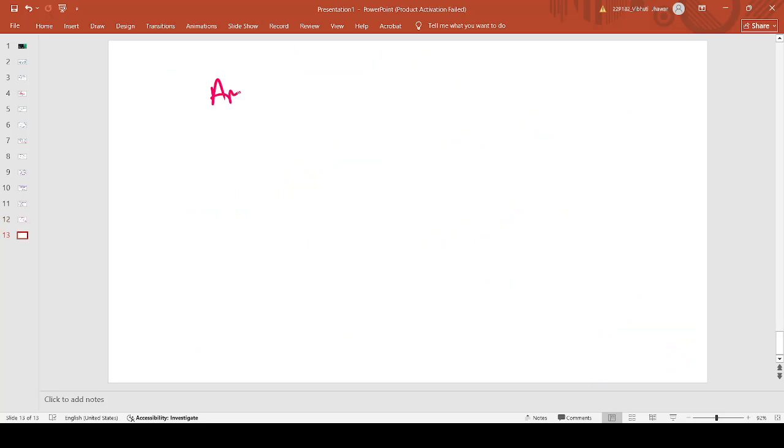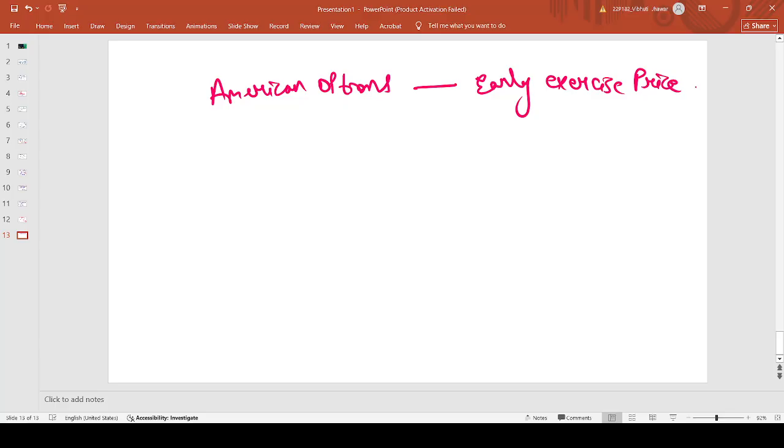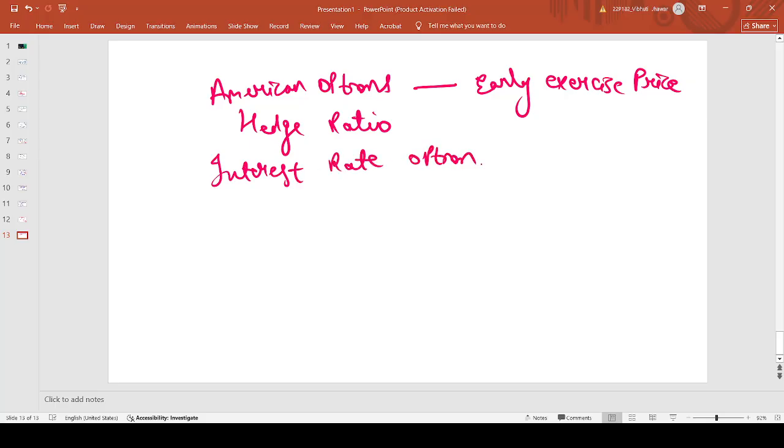Then we can cover American options, because there is a difference between American and European options. American options can be exercised early, so if they are exercised early, then the early exercise price. We can cover that. We can cover the hedge ratio. Then there is the interest rate option, which is here in the syllabus. Then there is obviously the Black-Scholes-Merton model, BSM.